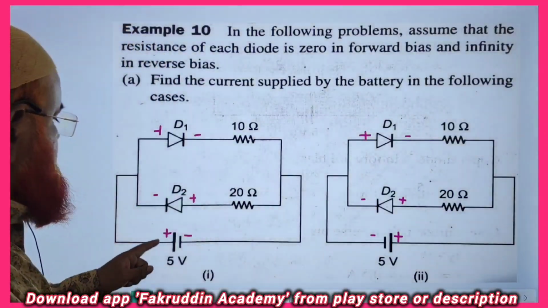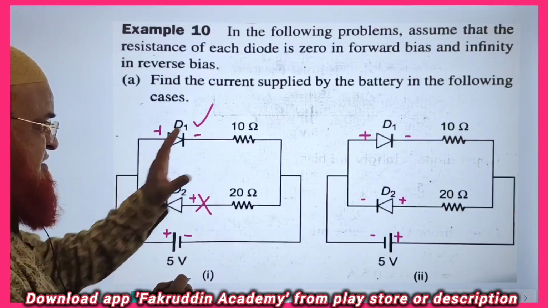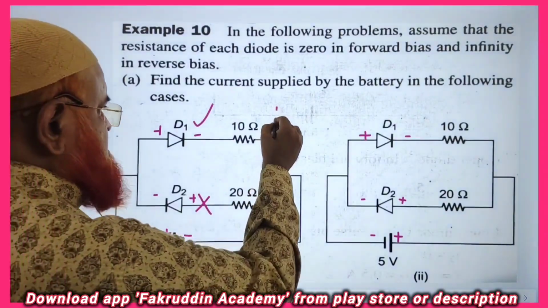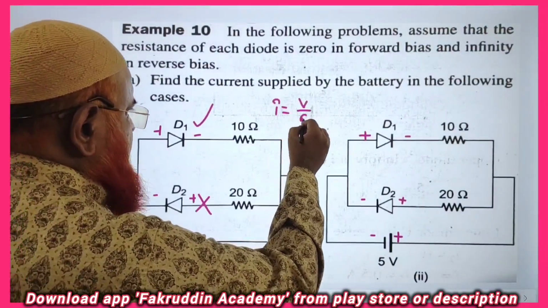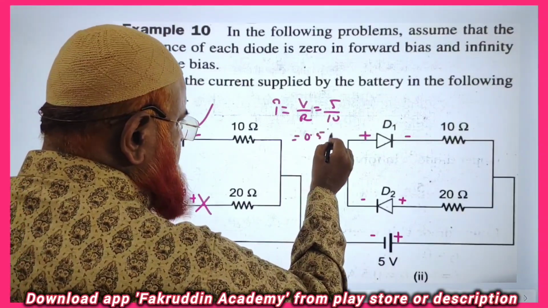Now let us go ahead. Positive is connected to positive. This is forward bias, this is reverse bias. This conducts, this does not conduct. So current I is equal to V by R, which is nothing but 5 by 10, which is 0.5 amperes.